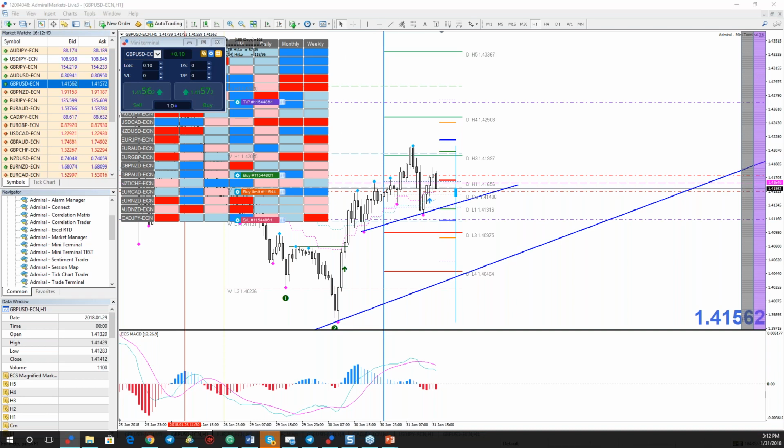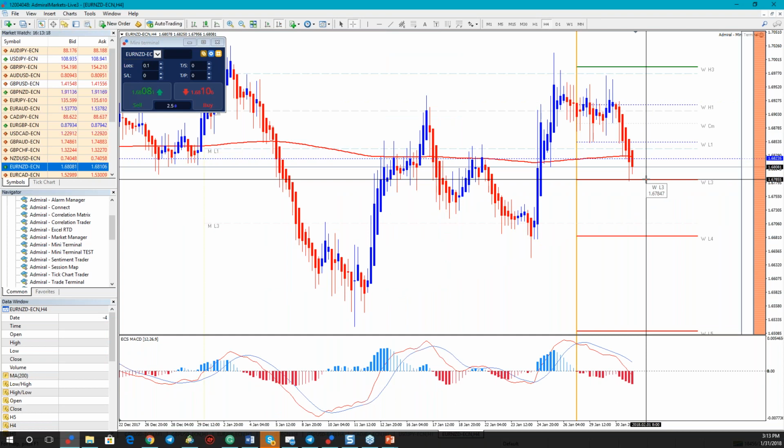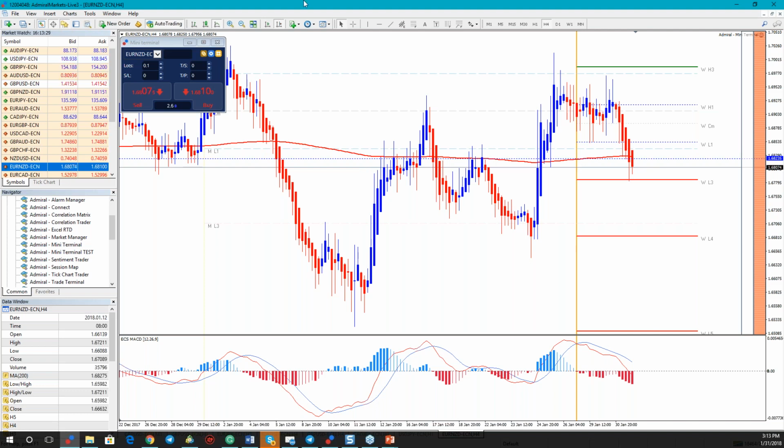Euro New Zealand, I didn't make a short trade on Euro New Zealand. I was just showing, guys, what can potentially happen. I said I would have made a short there, but you see it's very close to weekly L3, so it already played out. 67.85 is the first target. Only below weekly L3 can it go down. So it's not a coincidence that it rejected from weekly L3. It's a strong level.